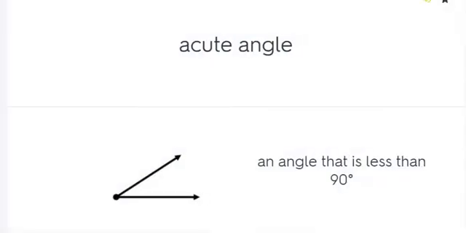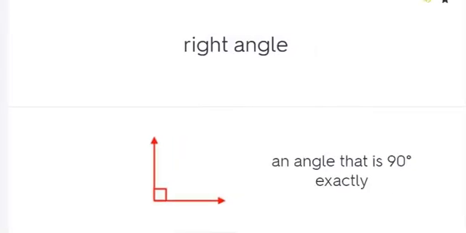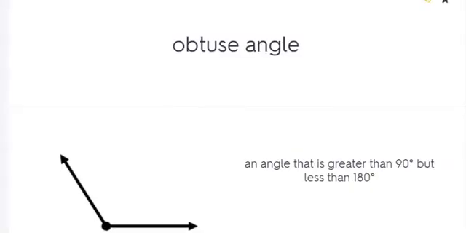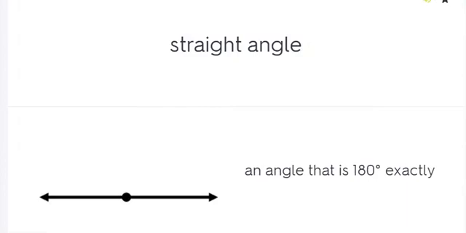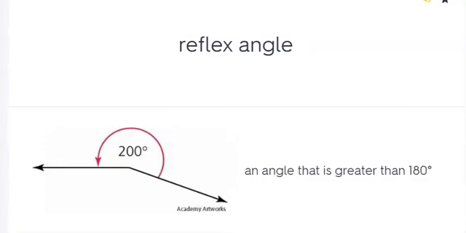Acute angle, an angle that is less than 90 degrees. Right angle, an angle that is 90 degrees exactly. Obtuse angle, an angle that is greater than 90 degrees but less than 180 degrees. Straight angle, an angle that is 180 degrees exactly. Reflex angle, an angle that is greater than 180 degrees.